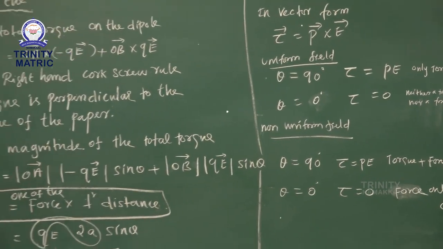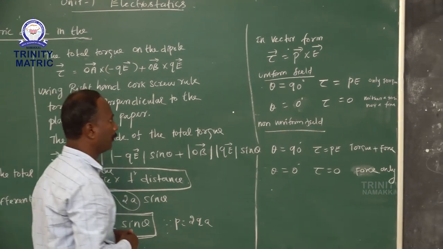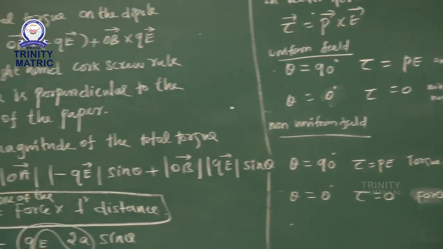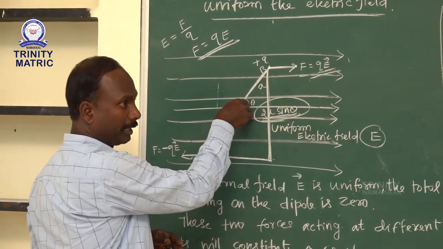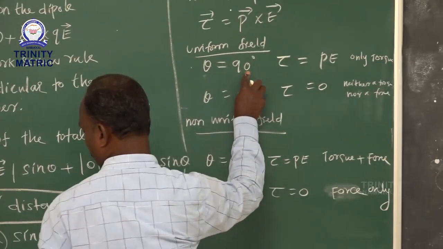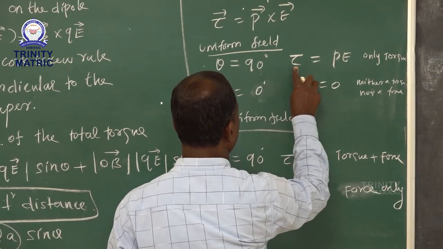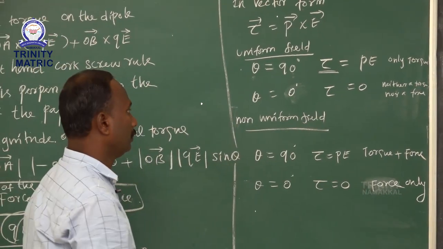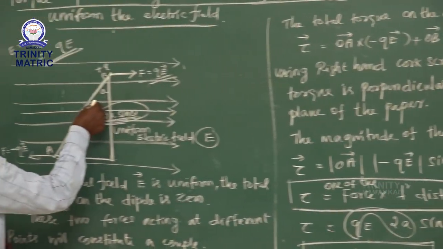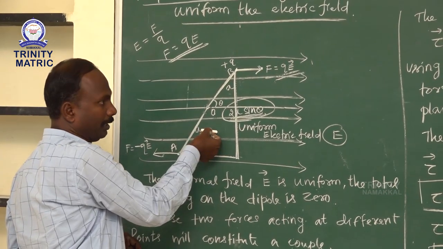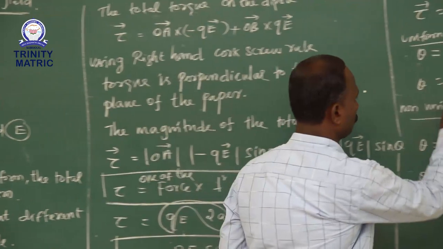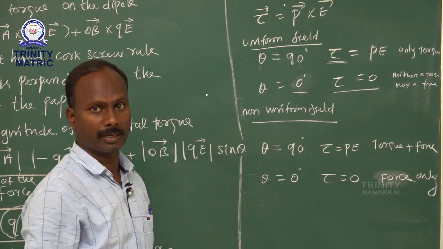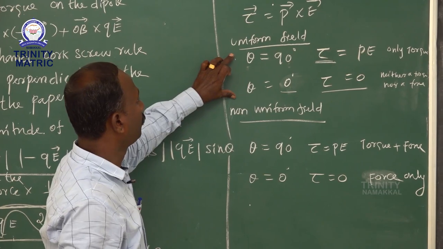Now we conclude about the torque in the electric field. For a uniform electric field, when the dipole is kept perpendicular to the field, we get only torque. So theta is equal to 90 degrees, sin 90 is 1, so tau is equal to PE. That is the maximum value of torque. If the dipole is along the electric field, parallel to the electric field, theta is equal to 0, so torque is 0. There is neither a torque nor any force in the case of a uniform electric field.